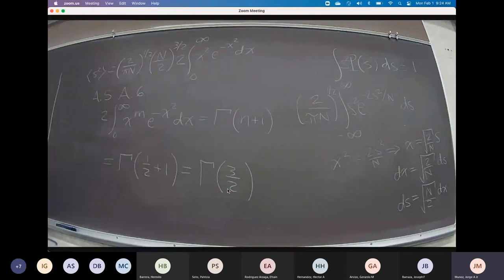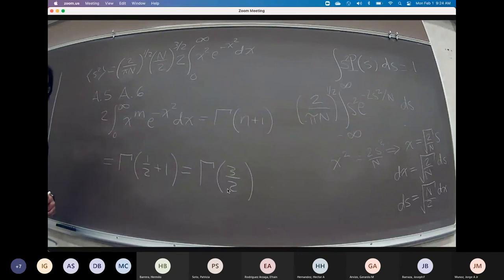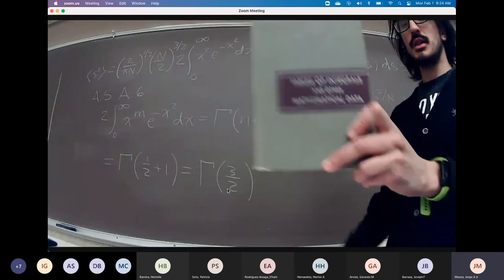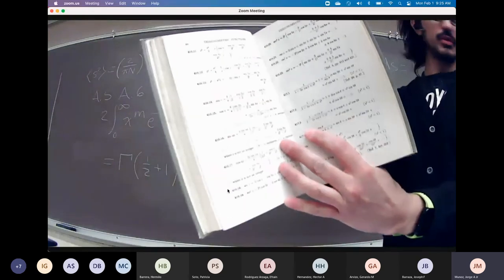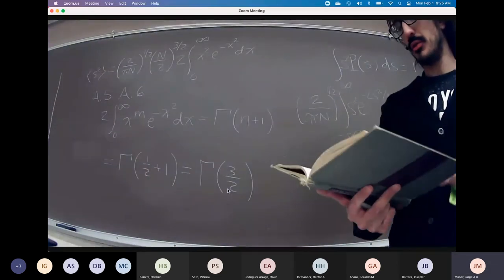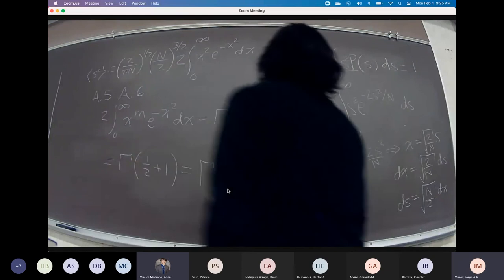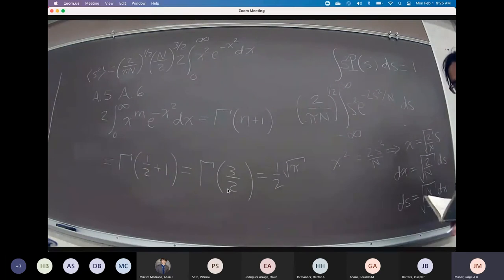What is the gamma function of 3/2? Can you go to Wikipedia? So, oops. I typically use, well, I actually use this book a lot. Tables of Integrals and Other Mathematical Data. You can find similar books. I like them because they have all the integrals, but as opposed to using Mathematica or something like that, it gives you all. It's 1/2 square root of pi. 1/2 square root of pi? Yeah. Awesome.